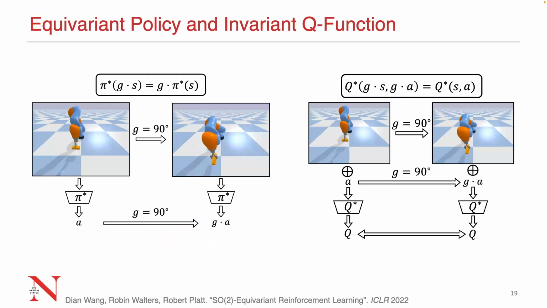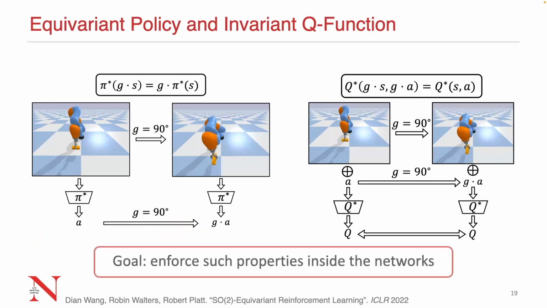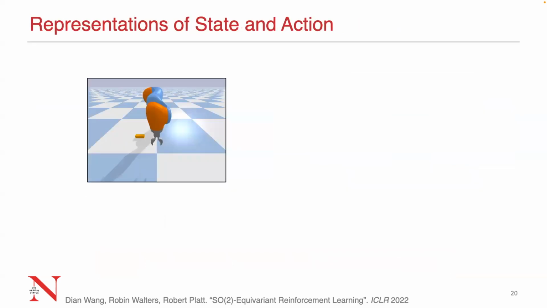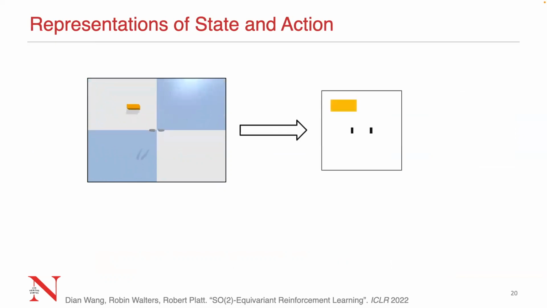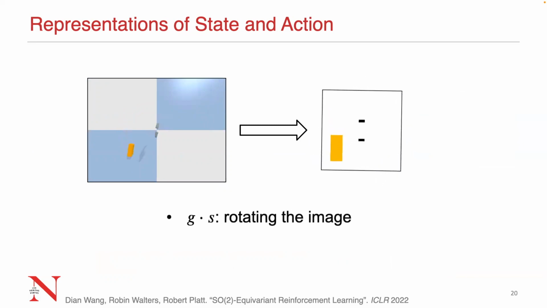We already talked about the equivariant property in the optimal policy function, and the environment property in the optimal Q function. So now our goal is to enforce such properties inside networks. To do that, we will first need to create a good representation of state and action that we can use in an equivariant network. For the state, I will define the state as a top-down image centered with respect to the gripper. In that way, we can encode the rotation of the state as the rotation of the action.